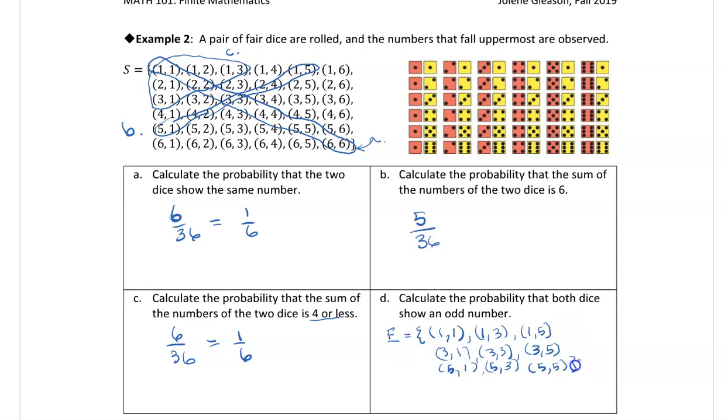So our event has 9 outcomes in it out of 36. The probability of this event of having two odd numbers is going to be 1/36 plus 1/36 plus 1/36, you get the idea. There are 9 of them, so 9 out of 36, which is 1/4. So our probability of getting two odd numbers is 1/4.